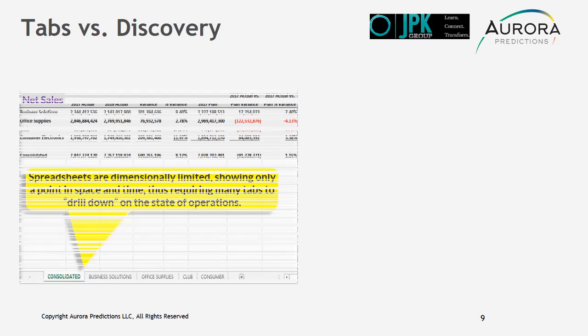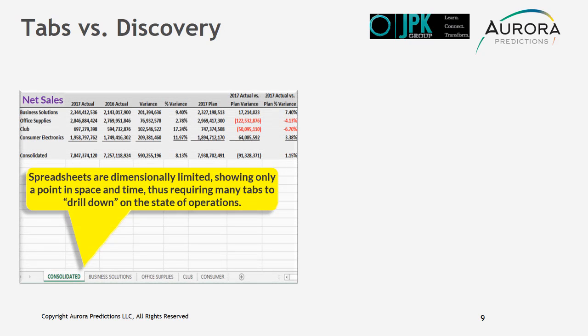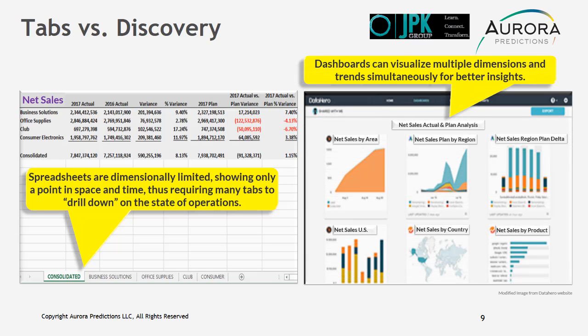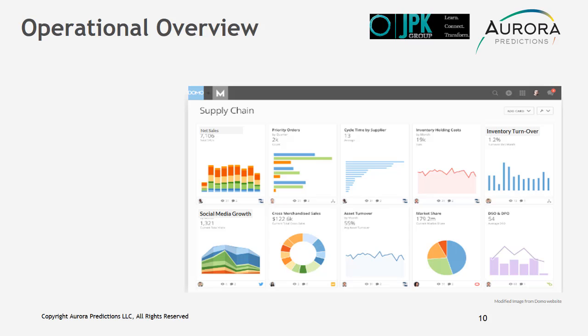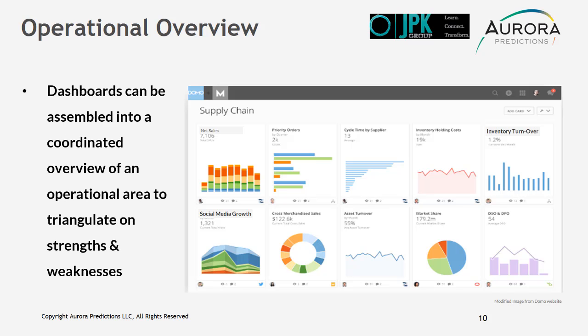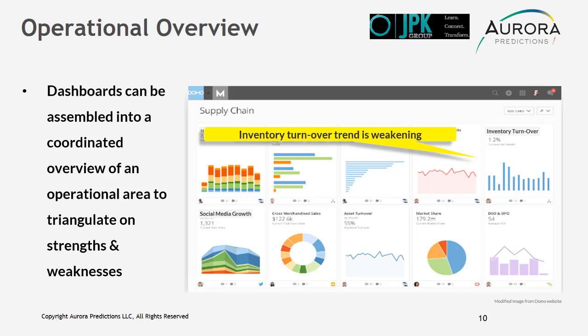Tabs versus discovery. Spreadsheets are dimensionally limited, showing only a point in space and time, thus requiring many tabs to drill down on the state of operations, whereas dashboards can visualize multiple dimensions and trends simultaneously for better insights. An operational overview. Dashboards can be assembled into a coordinated overview of an operational area, here supply chain, to triangulate on strengths and weaknesses. For example, inventory turnover trend is weakening, as is social media growth.